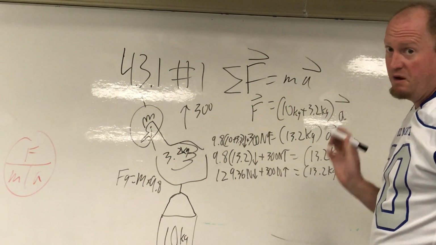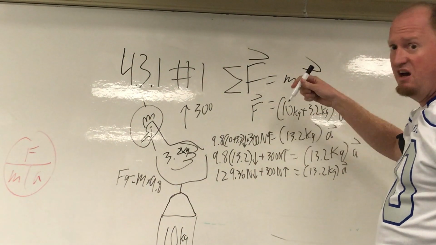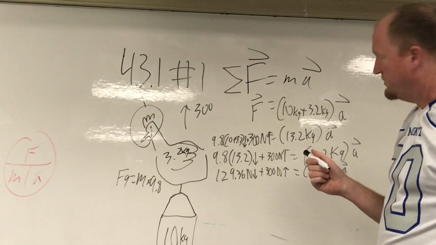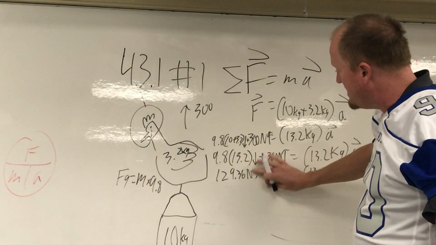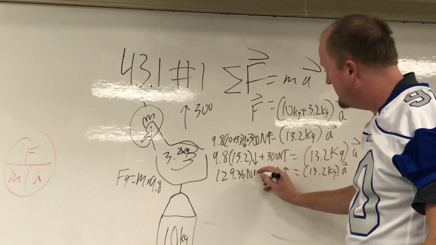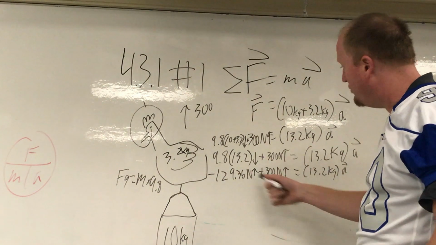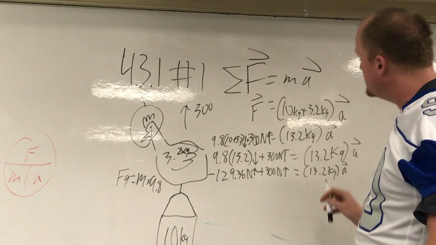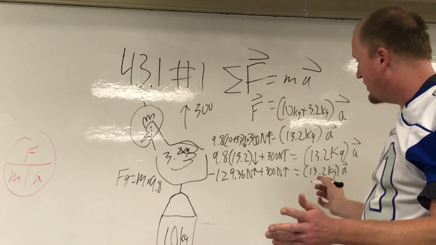Now, we got a problem. These are both in newtons, but one is up and the other one is down. Now, we can fix that. Here's how we fix that. Would you say that we could switch this? We can make them both up by making this a negative. Now they're both the same direction. This is negative this direction, and this one's positive this direction. But they're both in the same direction, and we can work with that.